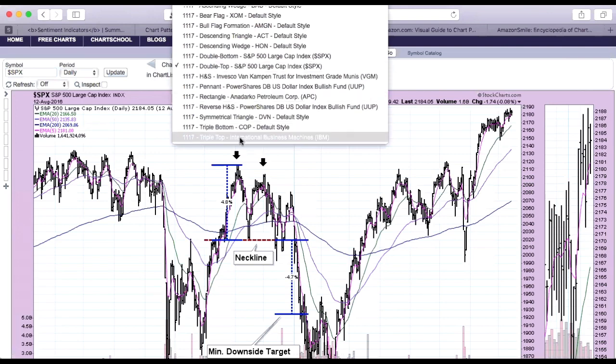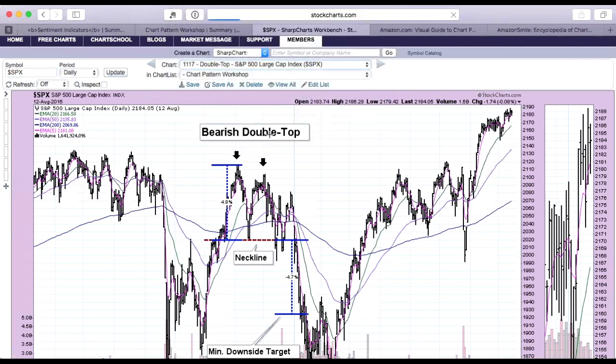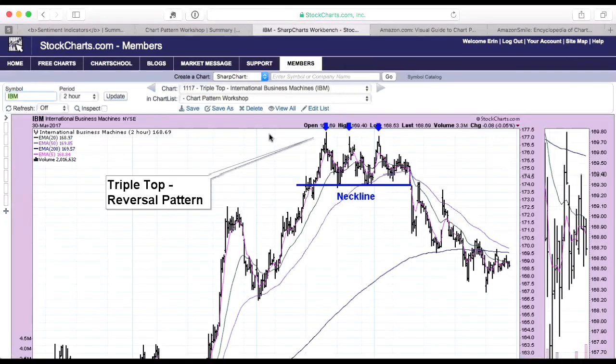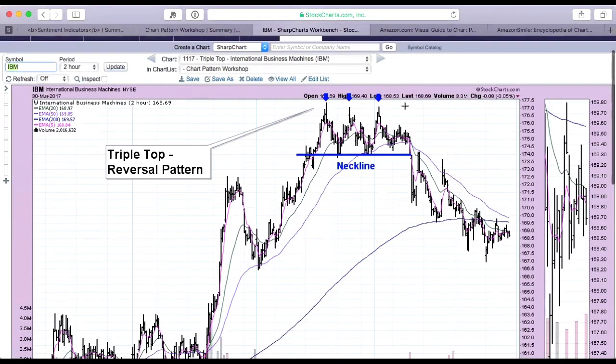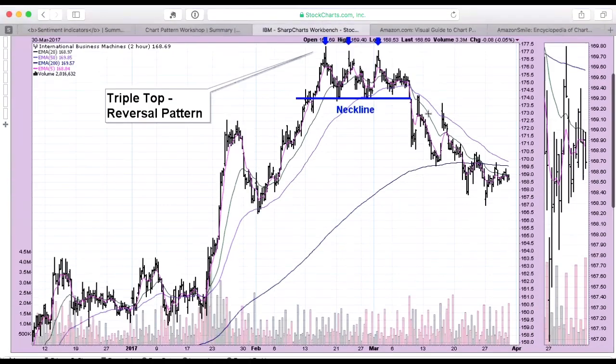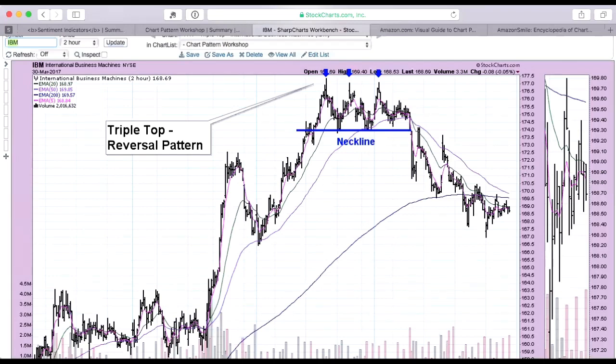Triple top, same deal, only it's got three peaks. There we go. This one was really great. I was flipping through all of these and I saw it and I moved it to a 2 hour and it just turned out to be the perfect triple top. Again, a reversal pattern had to come up into it.